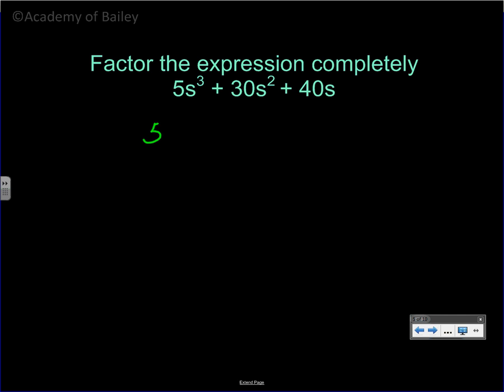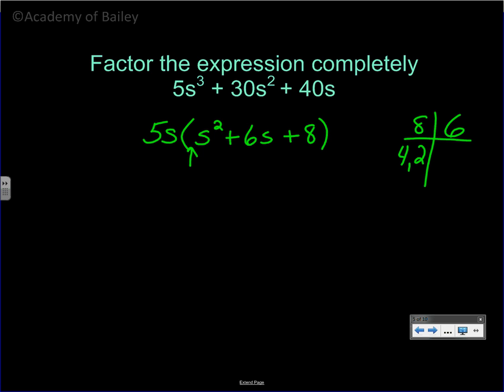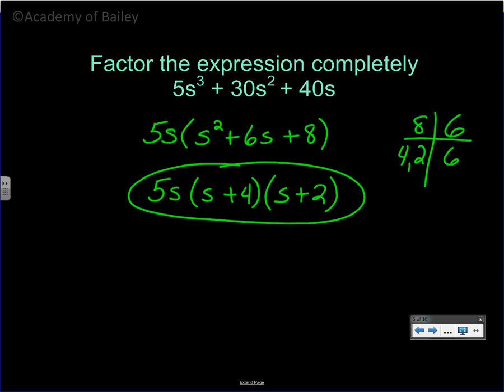I know that 5 goes into all 3 of them, and that leaves s squared plus 6s plus 8. And then since a is 1, give me 2 numbers that multiply to get 8 and add to get 6. How about 4 and 2? 4 and 2 is it. So therefore, our final factors are going to look like s plus 4, s plus 2. Completely factored right there.